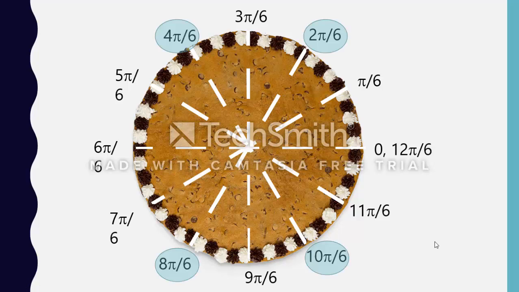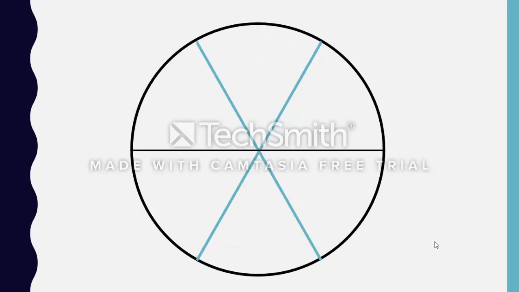What about these angles? We haven't memorized them yet, but they can clearly be reduced. The easiest way to remember them is to count up by multiples of pi over 3. So I have 1 pi over 3, 2 pi over 3, 3 pi over 3, which reduces to pi, 4 pi over 3, and 5 pi over 3.